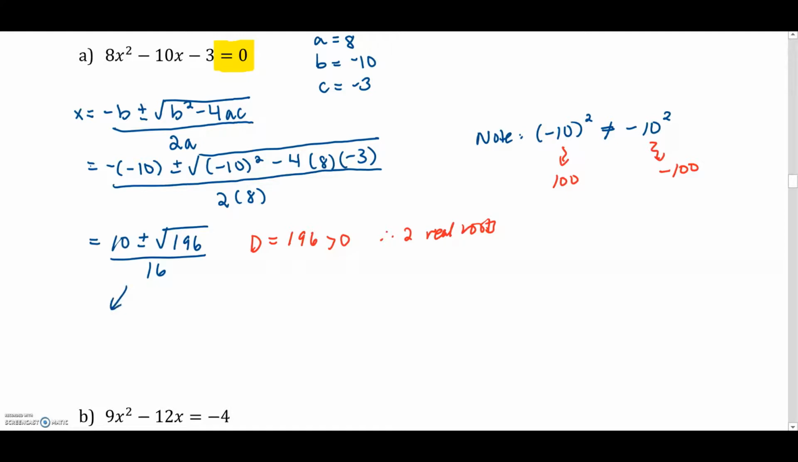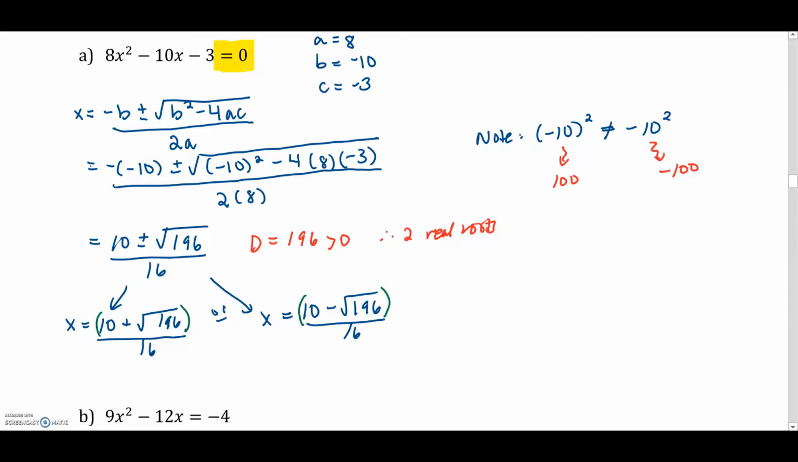For x is equal to 10 plus the square root of 196 all over 16, or x is equal to 10 minus the square root of 196 all over 16. Now we can simplify each of these equations for x. Make sure you put brackets around the numerator of the fraction, and we find that x is equal to 3 over 2, or it's equal to negative 1/4.